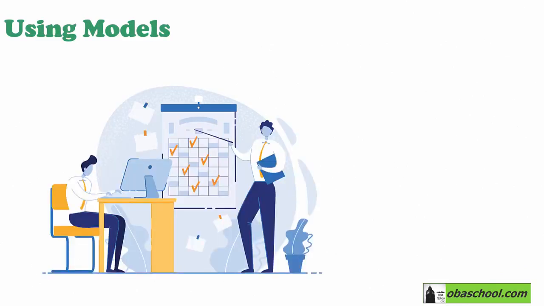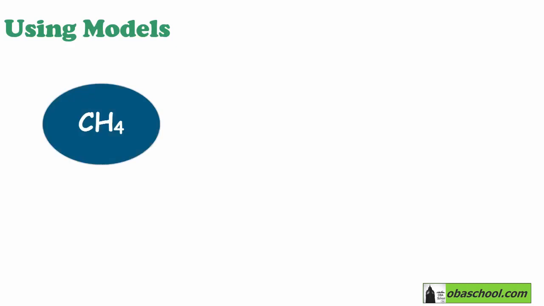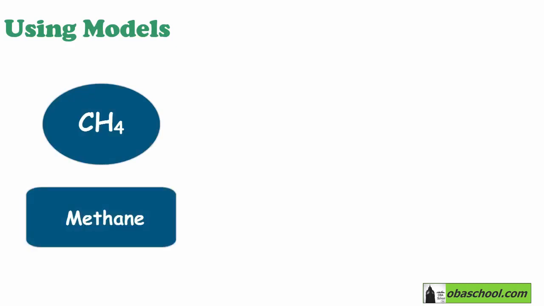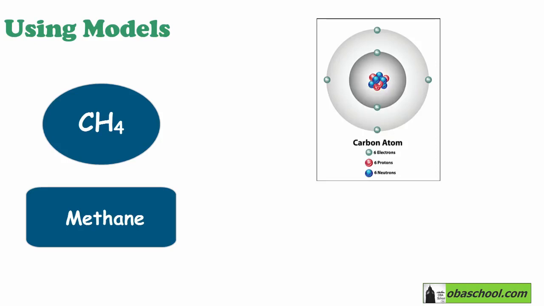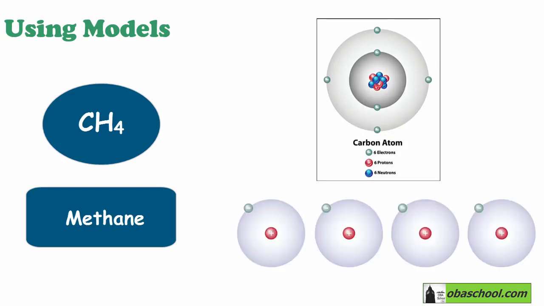In this tutorial, we will investigate the different models used to describe bonding. There are a number of models that can be used, however, of course, each one of them has some limitations. We will take an example, the molecule CH4, methane. Methane is made up of one carbon atom and 4 hydrogen atoms.